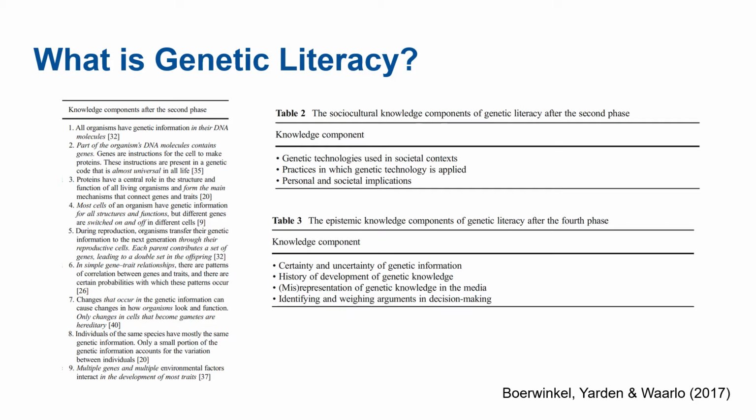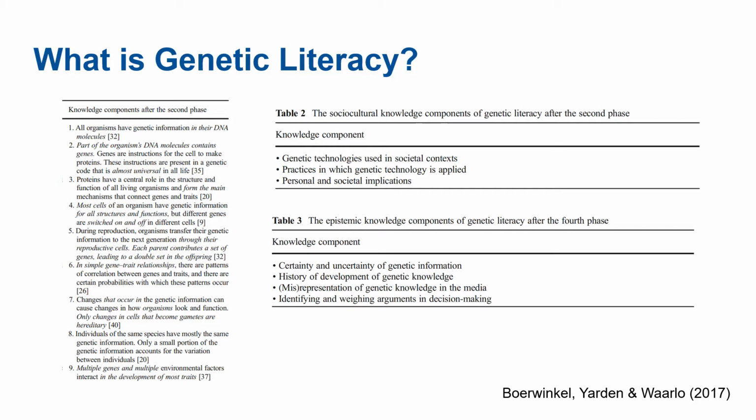The product of all of that work were these 3 tables: 9 what we call conceptual knowledge components, things like, all organisms have genetic information in their DNA, proteins are central in the structure and function of living organisms, and then number 9 down there, multiple genes and multiple environmental factors interact in the development of most traits. And that 9th conceptual knowledge component down there was the one that most of the participants in the study said was the core message of genetic literacy.